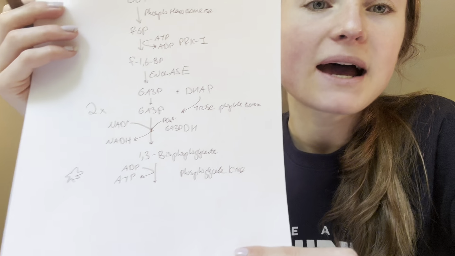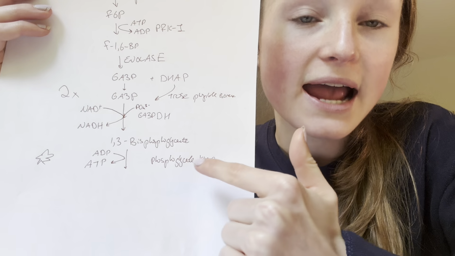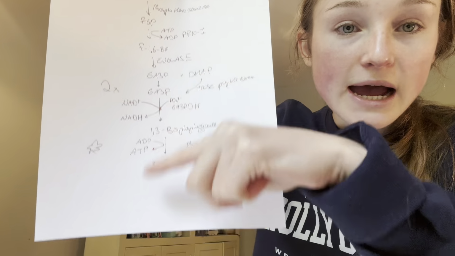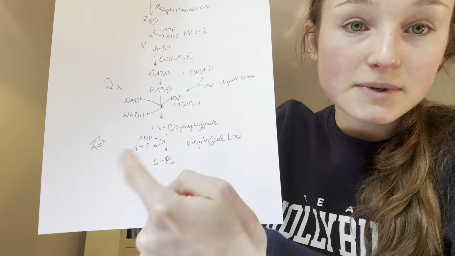So this is the first energy yielding step in glycolysis. We've just made 2 molecules of ATP when we go from 1,3-BPG into 3-PG. And this is done by the enzyme phosphoglycerate kinase. We take a phosphate off here, we phosphorylate ADP into ATP, and this gives us the molecule 3-PG, 3-phosphoglycerate. Everything below here happens twice, so we've yielded 2 ATP molecules. We're so close to the end, we're almost done.